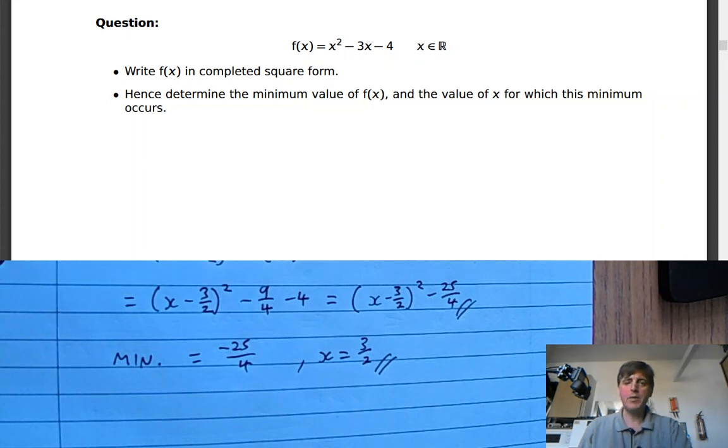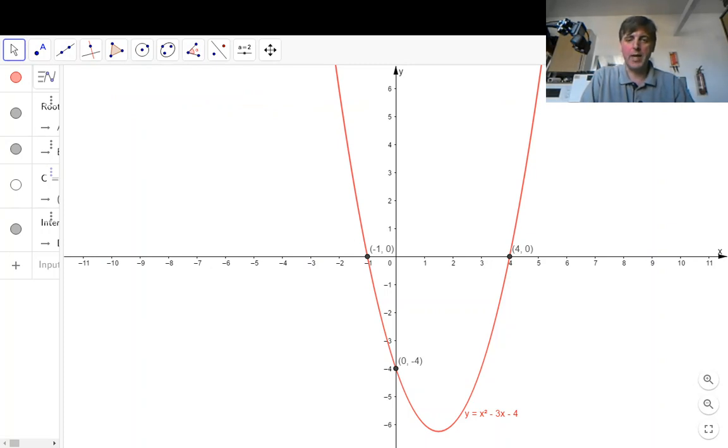So let's see how that looks on the graph here. We've got this minimum value of minus 25 over 4. We know the x value where that occurs is at 3 over 2. And if we look at the graph of this function again, what we'll see is that this minimum point down here, this point at the bottom of the graph, has coordinates, there we go, the x-coordinate is 3 over 2, or 1.5. And the y-coordinate is the minus 25 over 4, which written as a decimal is minus 6.25.